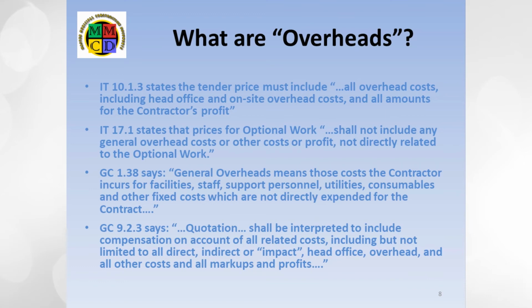When giving quotations, GC 9.2.3 requires the contractor to price in all overheads and profits. But on the other hand, IT 17.1 warns the bidder not to include any costs not directly related to the optional work item, for example, site overheads. From these clauses, I take it that site overheads are both distinct from general overheads and are only to be included when tendering or providing a quotation under GC 9.2.